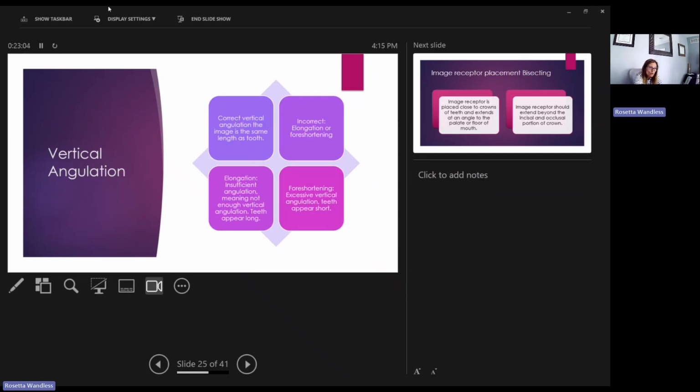Both are incorrect. We always want the same size tooth as what's in the mouth on our film.